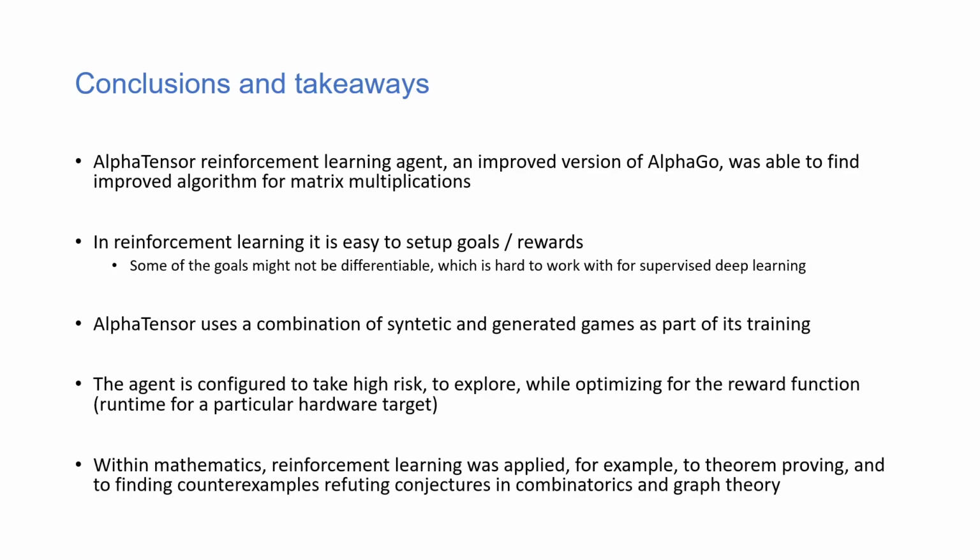The agent is configured to take high risk by using the 75% quantile, the average above that, while optimizing for the reward function. Also they do exploration and optimize for the particular hardware target runtime without knowing anything about it. And within mathematics, reinforcement learning was applied, for example, for theorem proving and finding counterexamples to refute conjectures in combinatorics and graph theory.